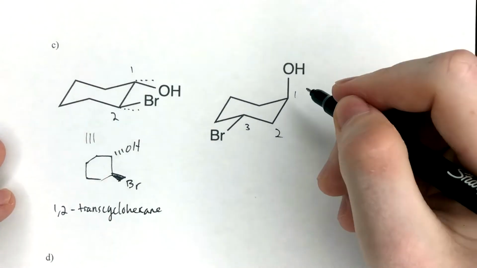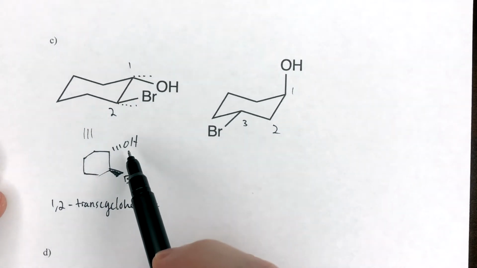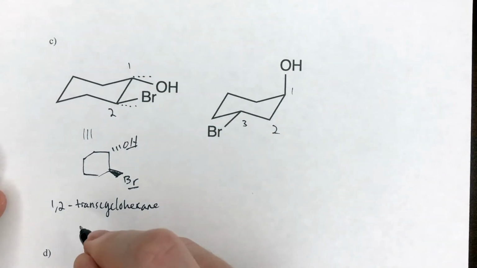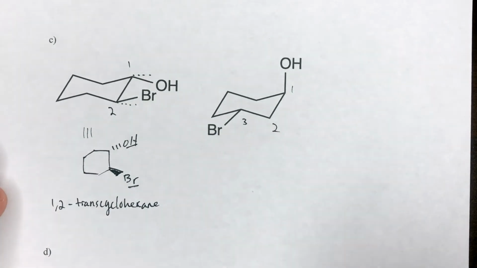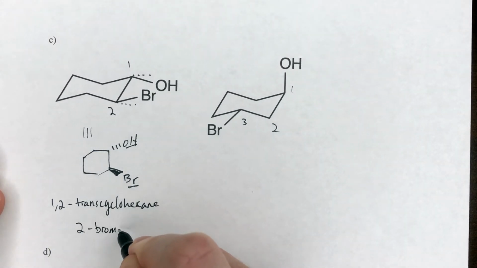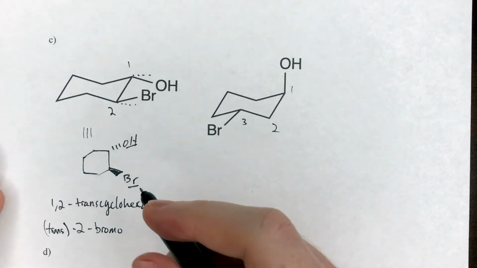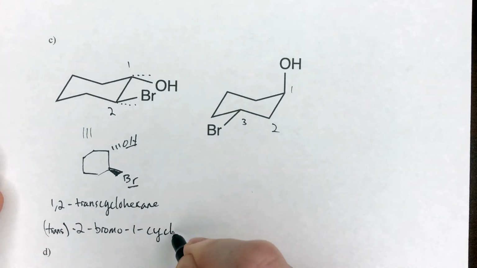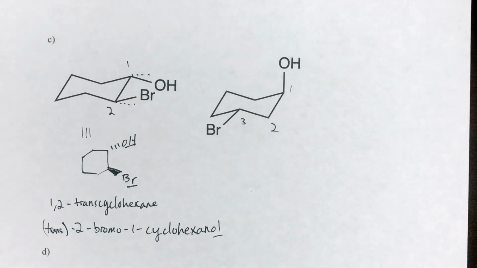Now, if you look at the next one, you have 1,3 trans cyclohexane. And now this of course is an alcohol and a bromine. So if you want this to be most accurate, I'm abbreviating here just because we're trying to talk about the relationships here. But if you wanted to name this accurately and completely, it would be 2-bromo. Well, it's still trans, of course. Put that out front. It's trans 2-bromo, or I guess 1-cyclohexanol, OL for the alcohol.